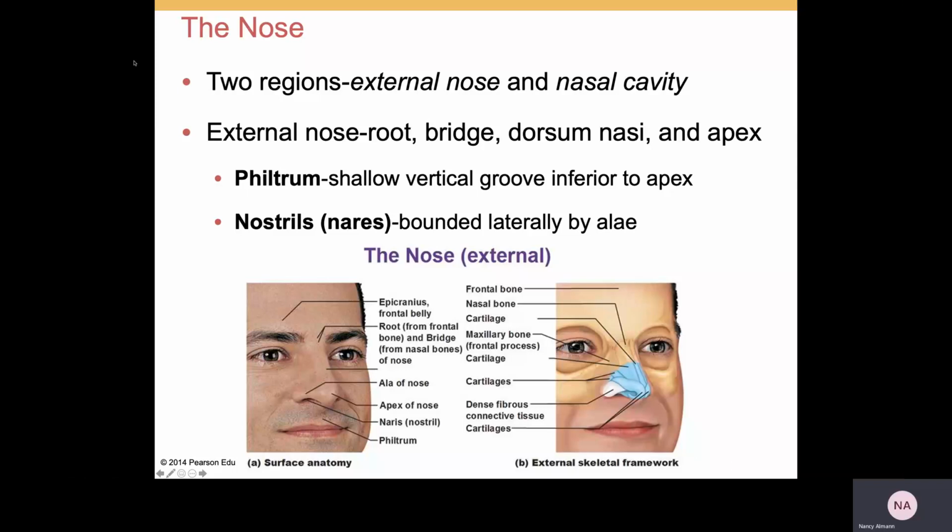It has two regions, the external nose and the nasal cavity. The external nose is what we see, and all the parts are listed there. The philtrum is that little shallow vertical groove that's going to be inferior to the apex, and the nostrils, also known as nares, are going to be bounded laterally by the ala. You can see the frontal bone in those pictures. The epicranius is going to be located there. Nasal bone, cartilage, the maxillary bone. And the nose will also contain dense fibrous connective tissue and various cartilage.